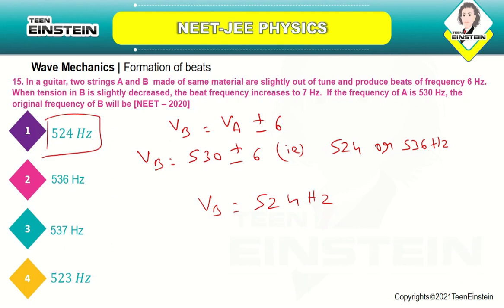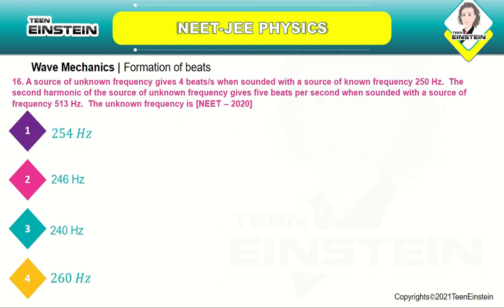Okay, this is because the frequency of the string is directly proportional to the tension. So here the decrease in tension would cause a decrease in frequency. So you are taking the decreased frequency, which is 524 Hz. Okay, so now let us move on to the next question.